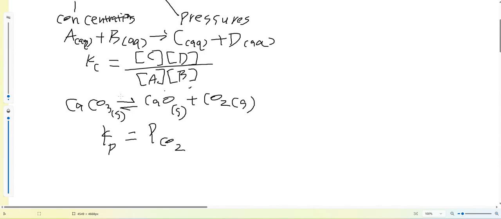And now, of course, you're saying, well, what happens if I have coefficients there? So the proper definition that's given in most textbooks is aA plus bB turns into cC plus dD. If these are in aqueous solutions, then remember, all of them are in aqueous solutions, so they're all going to be counted in the K equation. So the K equation is going to be [C]^c [D]^d over [A]^a times [B]^b.